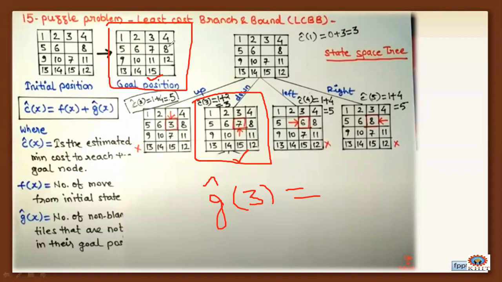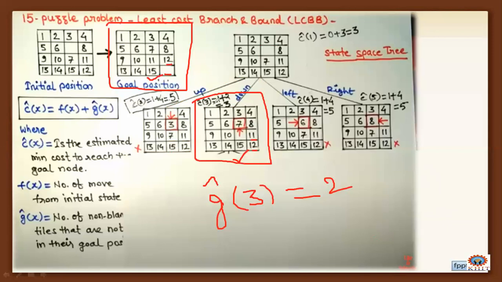So in the first row, there is no change. In the second row, there is no change. Okay, second row also no change. In the third row, there is a change: 11 is one change, and 12 is another change. When you compare 11 and 12, these two changes are made here. So the total value is 2. So G cap of 3 is equal to 2.